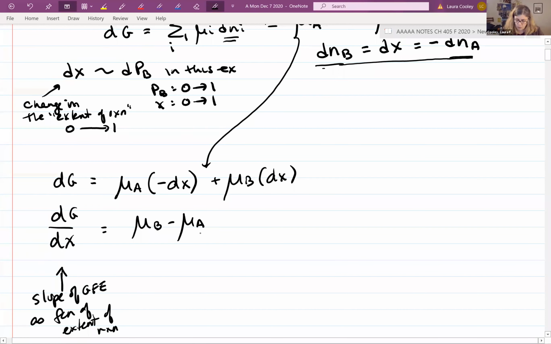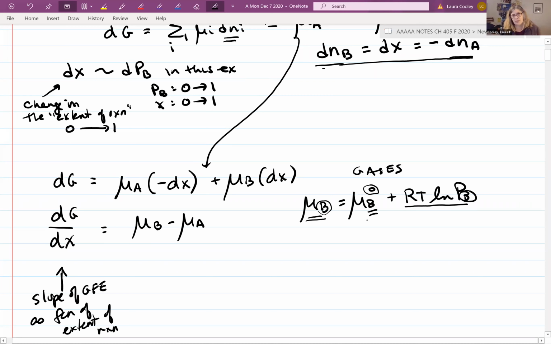And then what we do is we use this relationship, which is true for gases: the chemical potential of component B of a mixture is the standard molar chemical potential of pure B plus a term that involves the partial pressure of B in this case. It's not quite the same as for a pure substance, but you just have to add this RT log term. And then the same thing for mu_A.